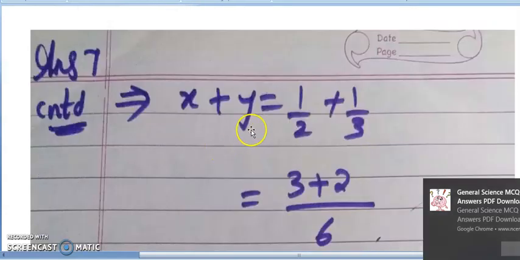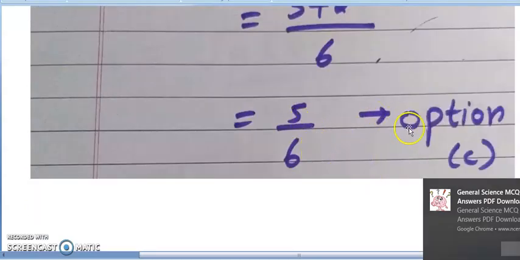So I need x plus y here. So what is x plus y here? 1 by 2 plus 1 by 3. Take the LCM of 2 and 3. I'll get 6. 6 divided by 2 is 3, 3 into 1 is 3, plus 6 divided by 3 is 2, 2 into 1 is 2. 3 plus 2 is 5. 5 by 6 is option C.